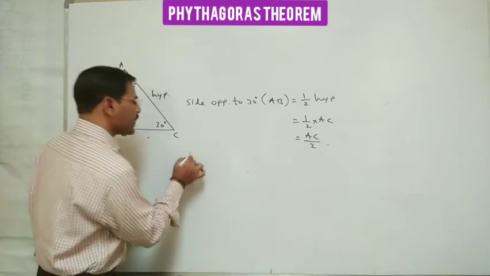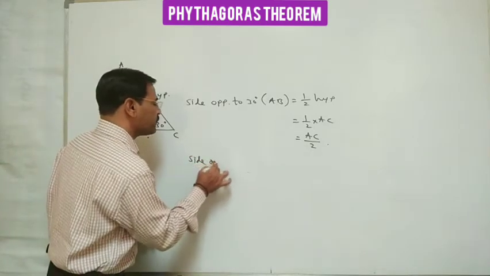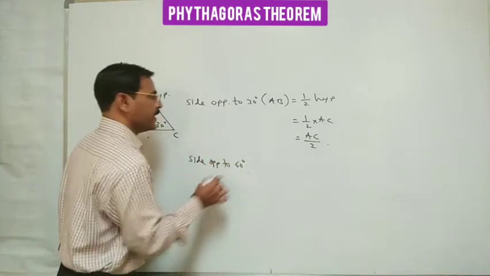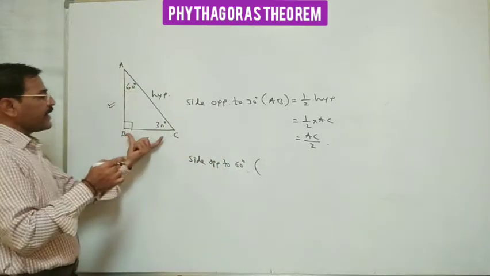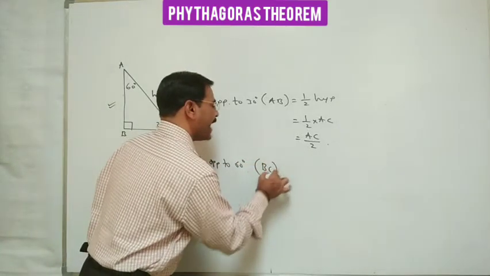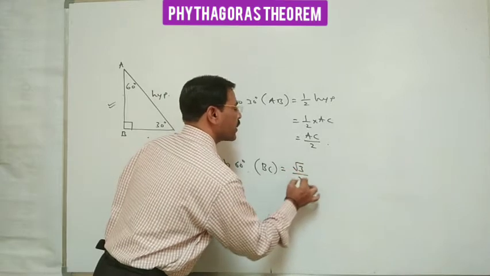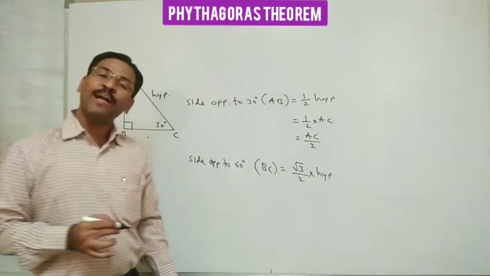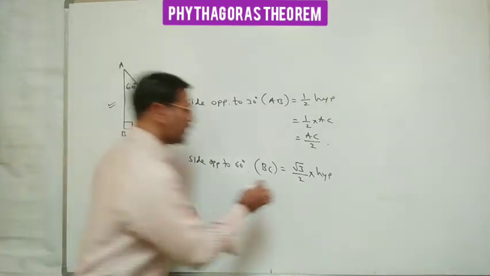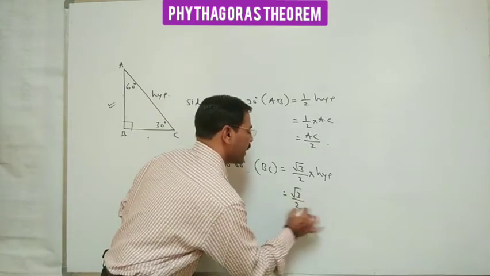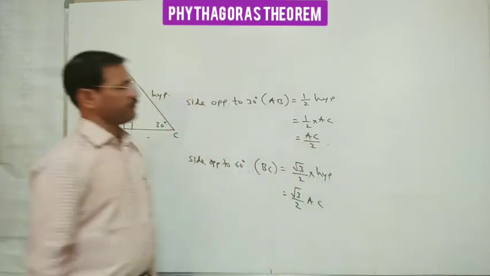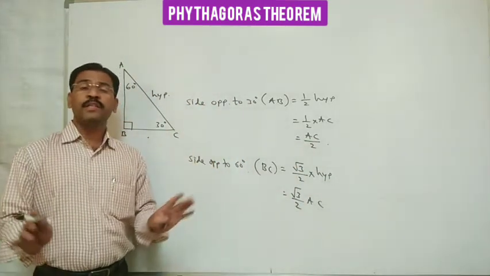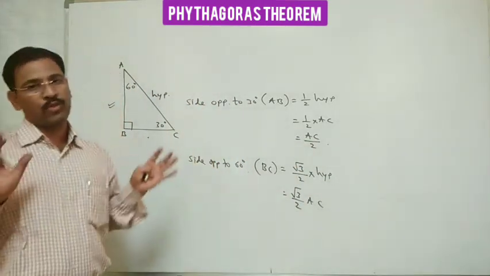Understand? Similarly here, the side opposite to 60 degrees, what is the side here? BC. So that BC, look here, is always root 3 upon 2 times the hypotenuse. Here the hypotenuse is what? AC. Like this. Understand, friends? Remember all these are very important in this topic.